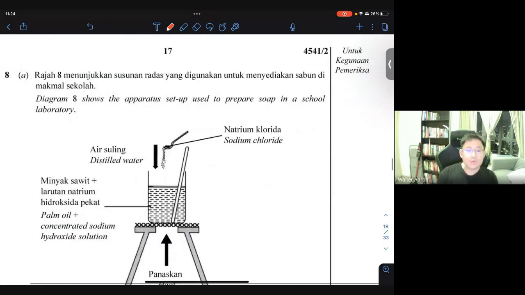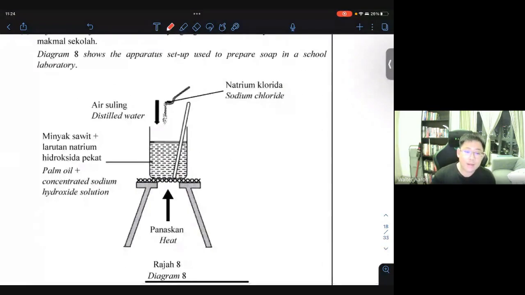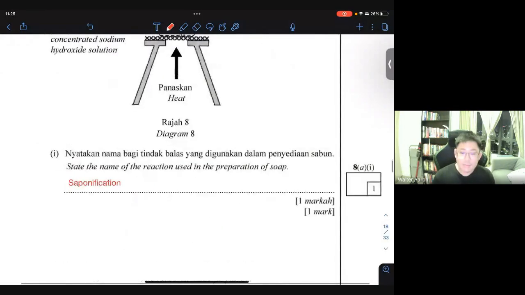Number 8, diagram 8 shows the apparatus set up to prepare soap in the school laboratory. So we have palm oil plus concentrated sodium hydroxide solution that is heated up using a Bunsen burner, perhaps. And then after that, you add a bit of distilled water and sodium chloride solution. This is actually to make soap, on a smaller scale. So what is the name of this reaction used to prepare soap? The answer is saponification.